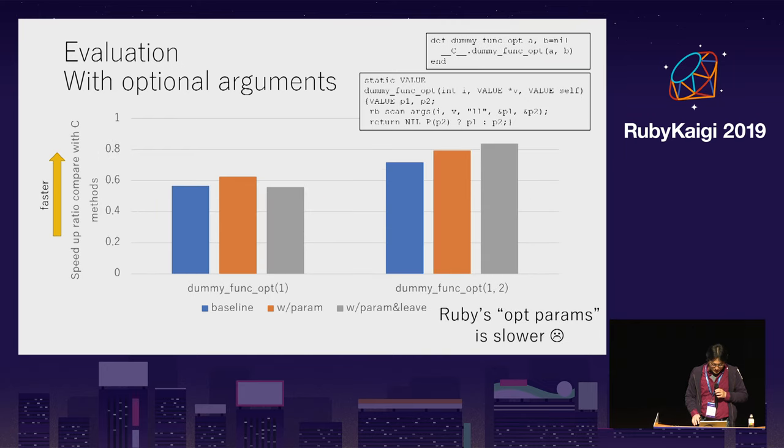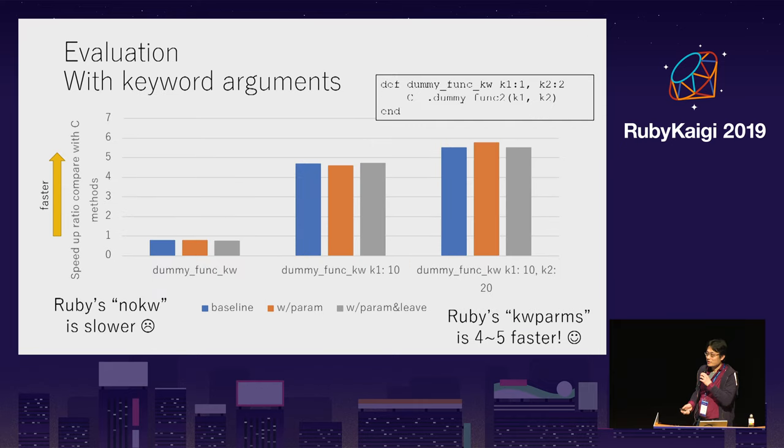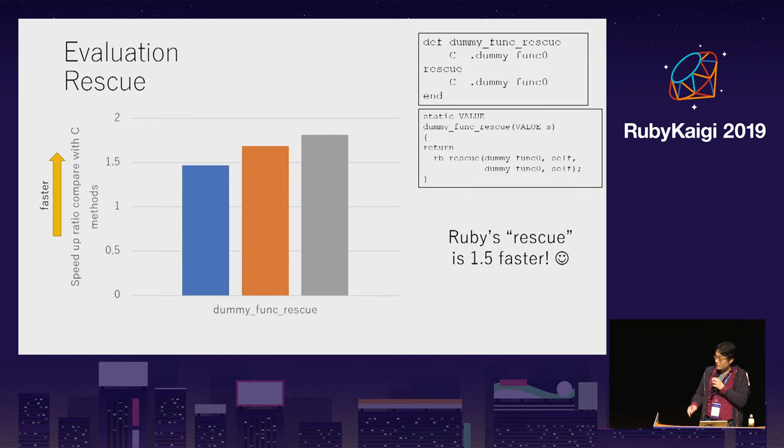Also, we can measure the optional argument. With optional argument, it is slower. So this is a problem. And also, with keyword arguments, it is very fast. In this case, it is much faster than the C implementation. And it's also faster on this exception handling code.